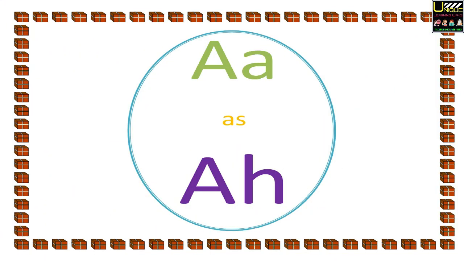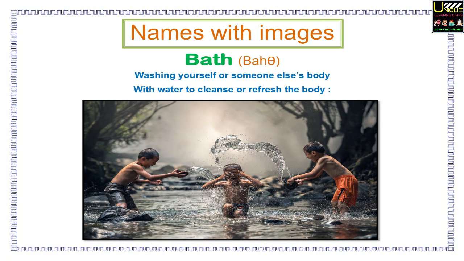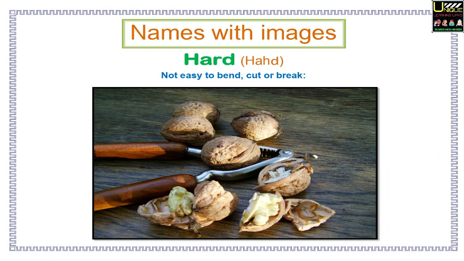A as a. Names with images. Here you can see words, its explanation and image. Car. A road vehicle with an engine, four wheels, and seats for a small number of people. Bath. Washing yourself or someone else's body with water to cleanse or refresh the body. Hard. Not easy to bend, cut, or break.